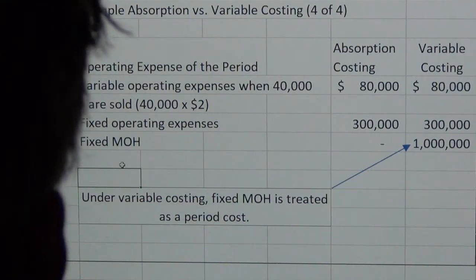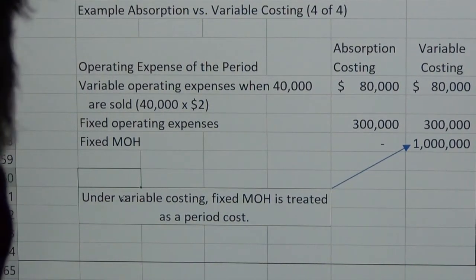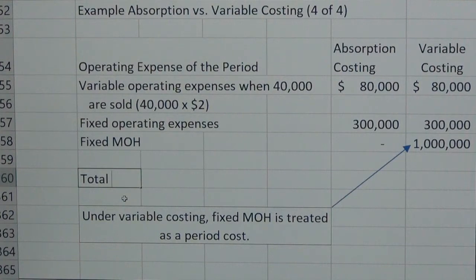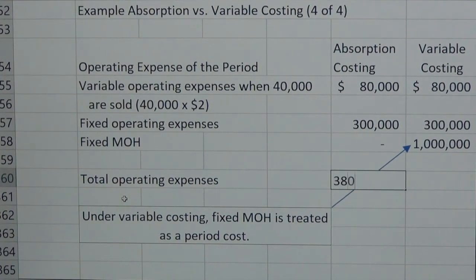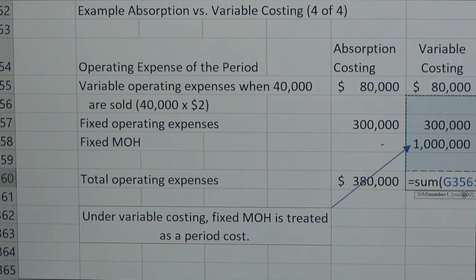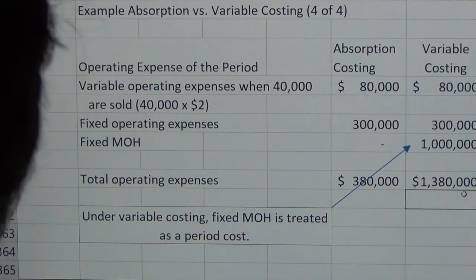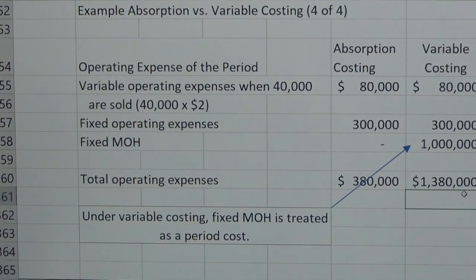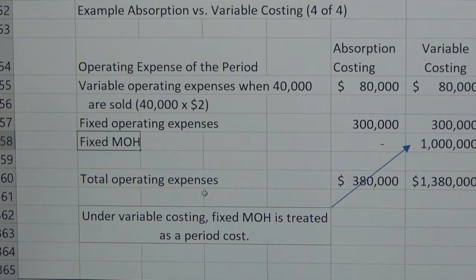So now we'll look at this in the context of total operating expenses. For full absorption, it's going to be $380,000, all right? For variable costing, it's going to be $1,380,000. Okay? And again, the difference between absorption and variable is how we treat the fixed manufacturing overhead.